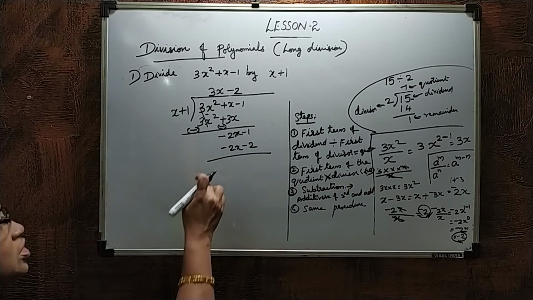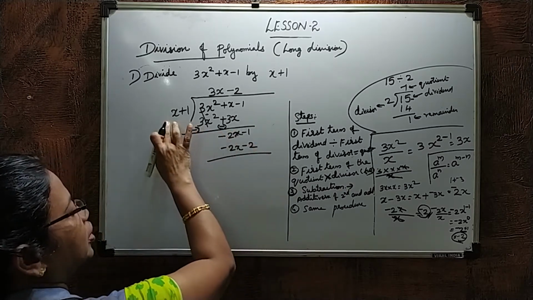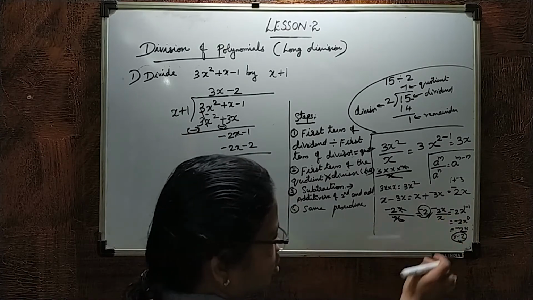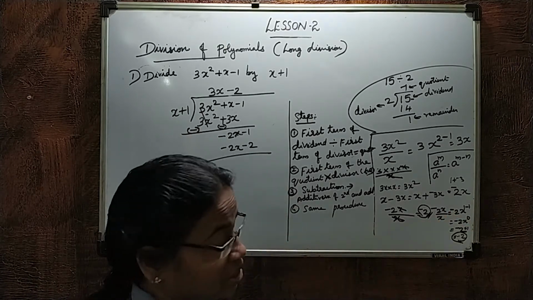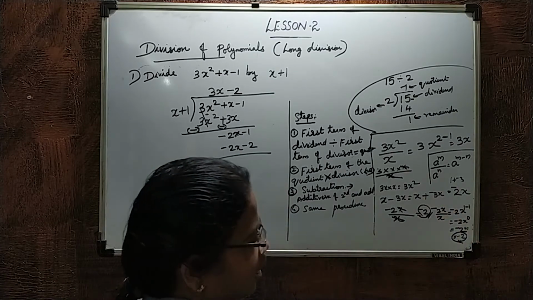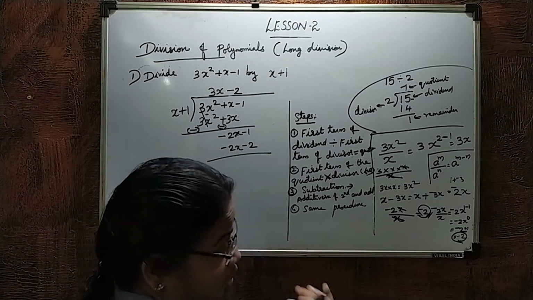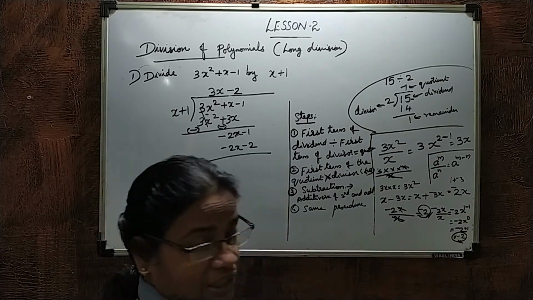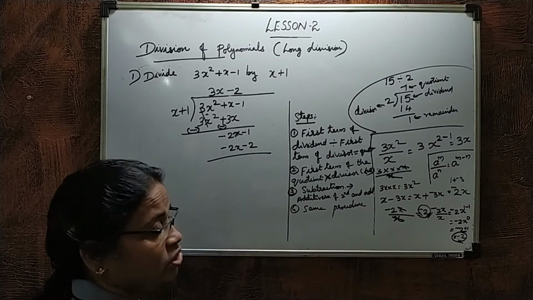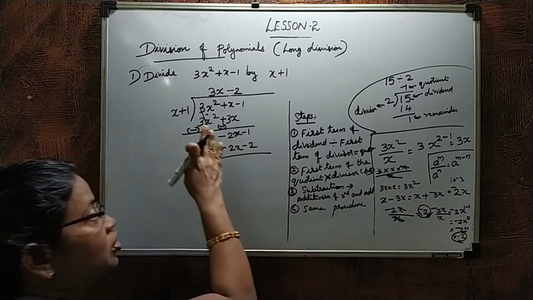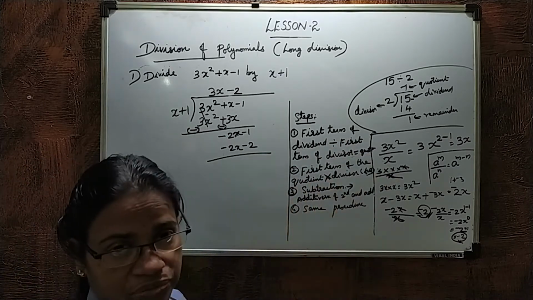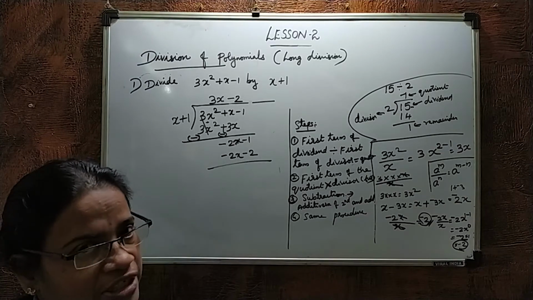If you have doubt, once again you have to do it. Here just look: negative 2x divided by x, x and x cancel, or just take the laws of exponents. So it will be x raised to 1, here also x raised to 1, a raised to m divided by a raised to n is equal to a raised to m minus n. Then 1 minus 1 is 0, and a raised to 0 is equal to 1. So you will get the answer negative 2, that you write on the top. So division is completed, now you got the quotient. Clear?